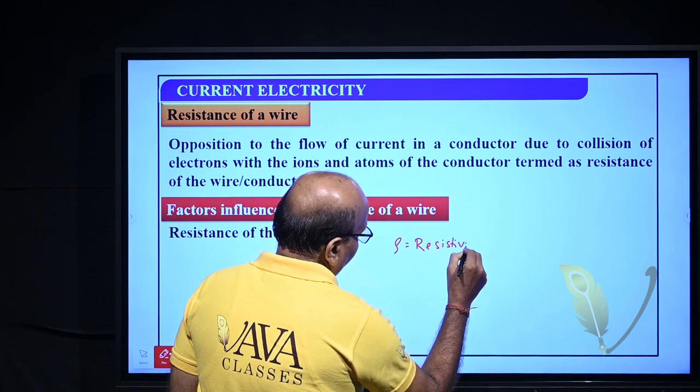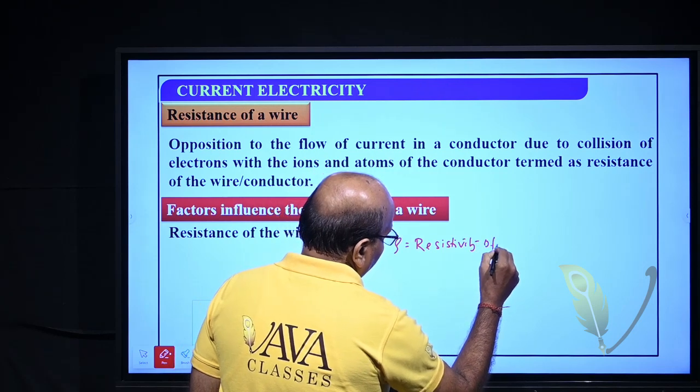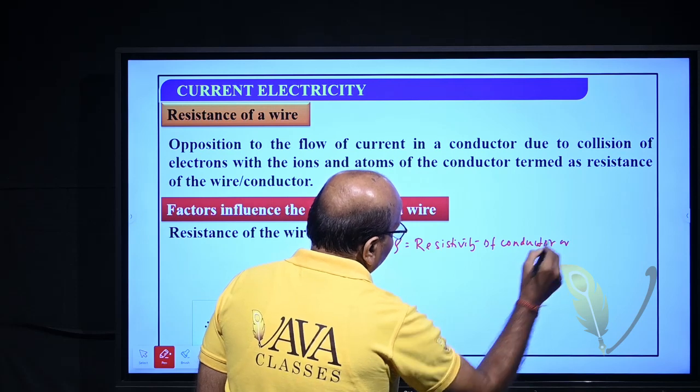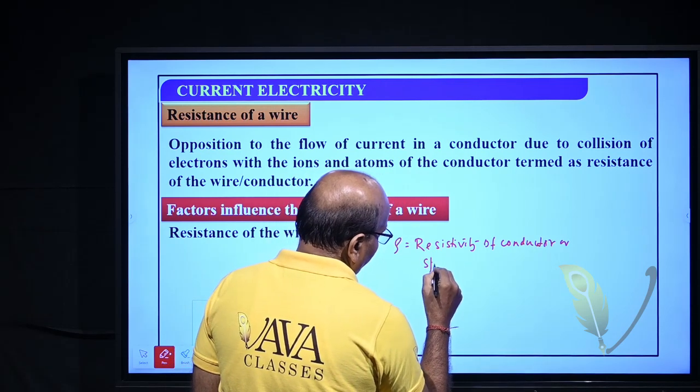Rho is the resistivity of the conductor, or it is called specific resistance.